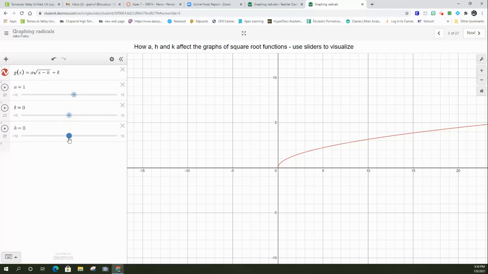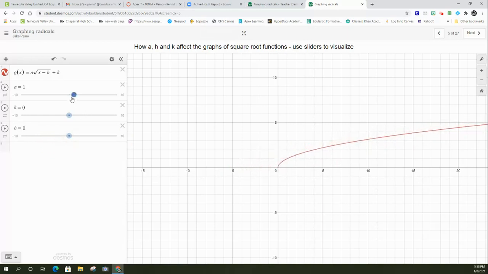h is the horizontal shift. So as I make h positive, it moves it to the right. If I make h 5, it's been shifted 5 spots to the right. But remember, when you plug in that 5 in the formula, it looks like x minus 5. The h is always the opposite of what you see there because it's written x minus h. And if I make h negative, it's going to move it to the left. So h is going to move things left and right. It's moving that critical point, and the rest of the graph obviously follows.